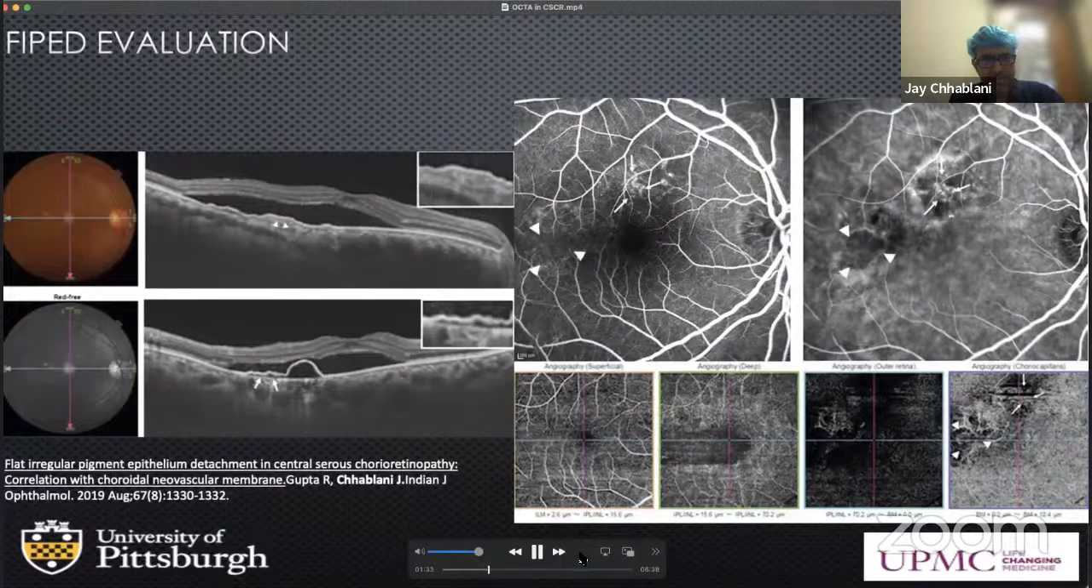However, the hyporeflective FIPED did not show any choroidal neovascular membrane. As you can see on these pictures of fluorescein angiography, we are not able to appreciate any network. However, indocyanine green angiography does show some form of network, but this network of the hyperreflective FIPED was clearly noted on OCT angiography, as shown with this yellow arrow.